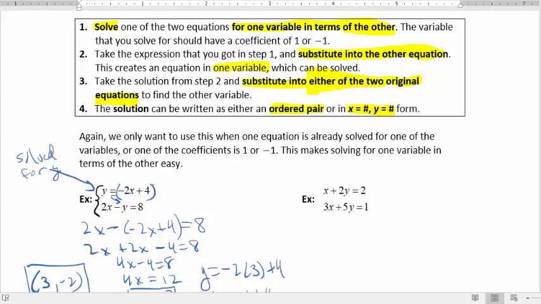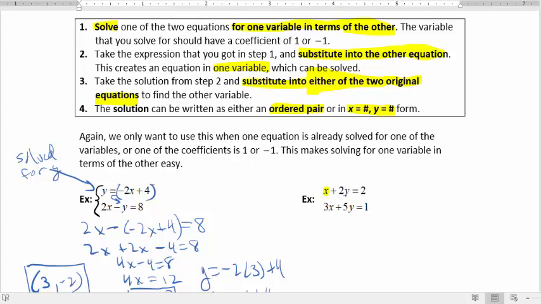So remember, what you want is you want to solve for a variable that has a coefficient of 1 or -1. That y has a coefficient of 2. That x has a coefficient of 3. That y has a coefficient of 5. The only one that has a coefficient of 1 or -1 is this x. So that's the thing I want to solve for. And you see why it's very easy to solve for.